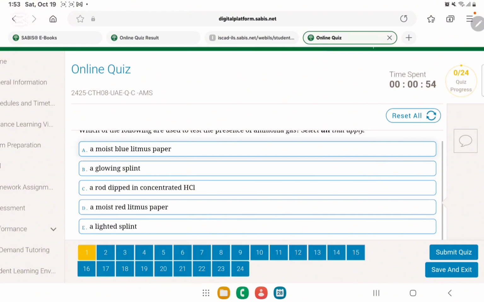Okay, so let's check the options. Blue litmus paper, that's wrong, because blue litmus paper is used to test acids. Glowing splint, wrong, because we use that for testing O2. Rod in HCl, that's correct. Red litmus paper, that's correct, because as we said, ammonia is basic. And a lighted splint, that's wrong, it's for H2. So these two.